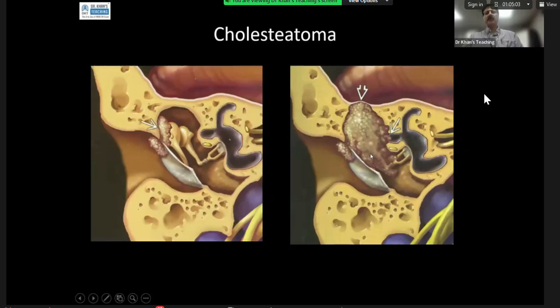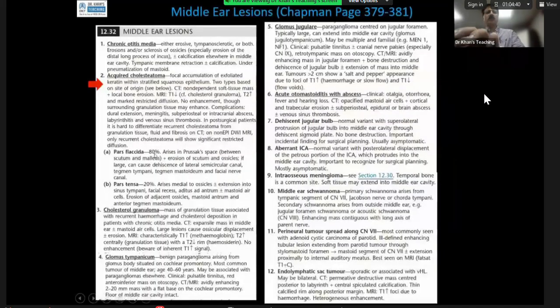They can be very large. Look at this example where it has eaten up everything. And look at this tegmen tympani, which is eroded. Lateral semicircular canal is eroded. It can erode the facial nerve canal. Ossicles are eaten up. So all of these things can happen. So if you see here, pars flaccida, pars tensa cholesteatoma.